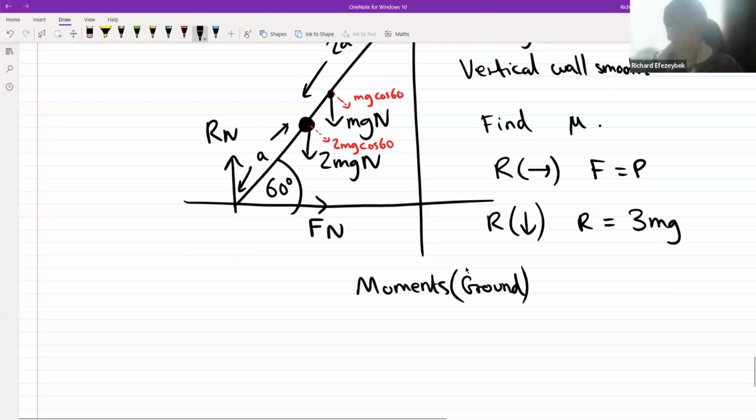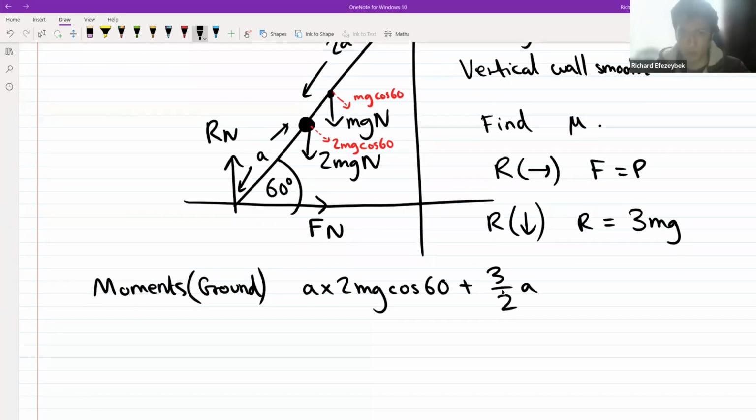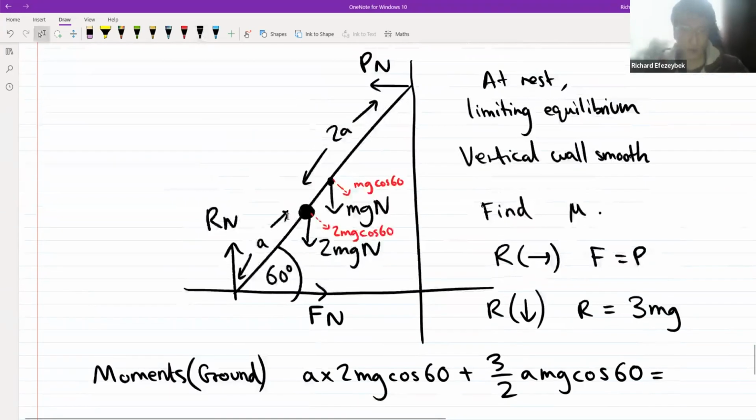All right. And then we add those up. So distance times, and this is mg cos 60 that's acting at the midpoint. So that's 3/2 A. Yeah, good. And then we look at the forces that go the other way. R and F are discounted, and we're left with P.